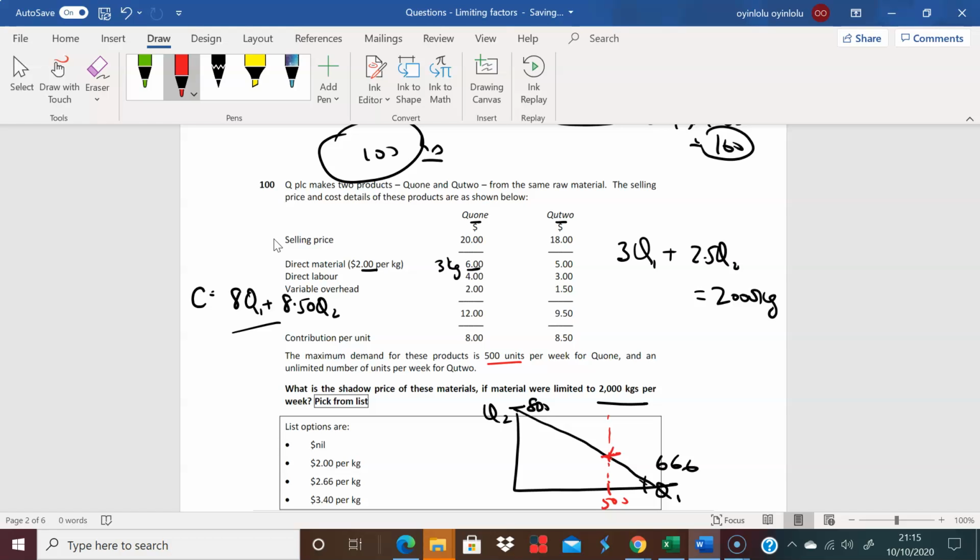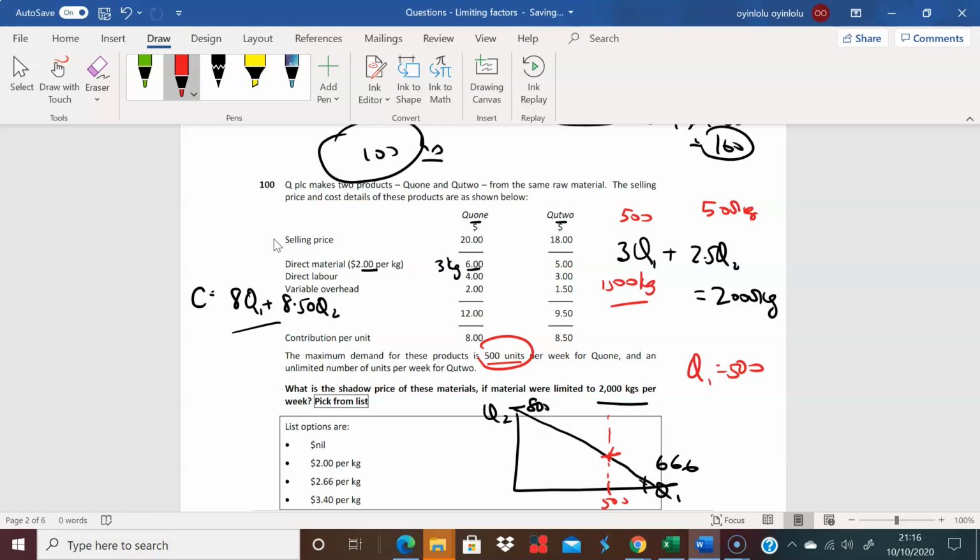So really, the two lines, if I was doing an equation, are Q1 is equal to 500, and then I have this other line, which is this equation, 3Q1 plus 2.5Q2 is equal to 2,000. Now, I know that Q1 is going to be 500, so I can make 500 units of Q1. So I have 3 times Q1, and that's 1,500. So I'll be using 1,500 kilograms, right? Because you can sort of visualize it. Each unit needs 3 kilograms. So if I make 500 units of Q1, I'm using up 1,500 kilograms. That means there's 500 kilograms left.